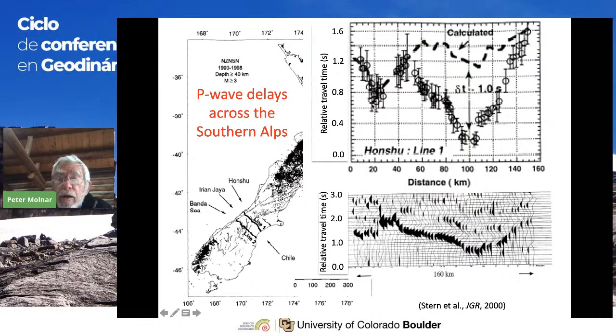But what's shown up here, again, these times are now converted. The scale has changed. Notice this goes from 0 to 1.6 seconds. This is 0 to 3 seconds. So these symbols are showing you these arrival times. And this black line is showing what one would predict if the mantle were homogeneous. No variation in mantle structure, just variation in crustal structure.